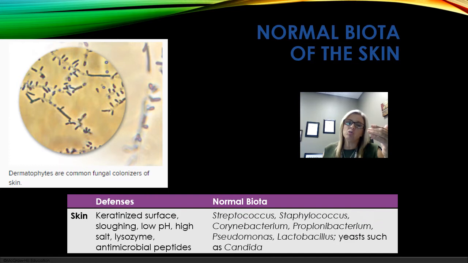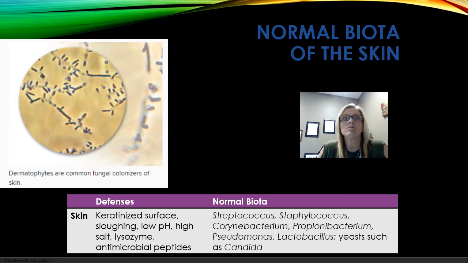So an individual's normal microbiota, or normal flora is the old language, but you will still hear that, is going to remain fairly constant over time. And so you're going to see species here like Streptococcus, Staphylococcus, Corynebacterium, Lactobacillus, Pseudomonas, yeast like Candida, Propionibacterium, many different things. And why do we care? Why do we want to know which normal microbiota are there?